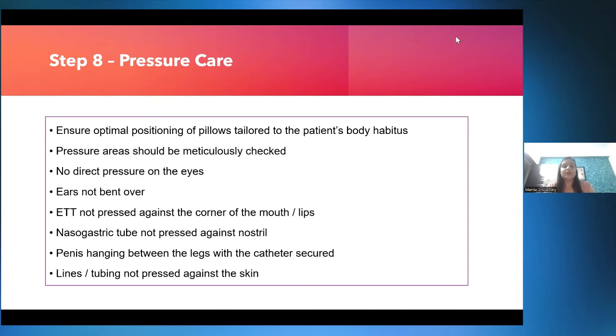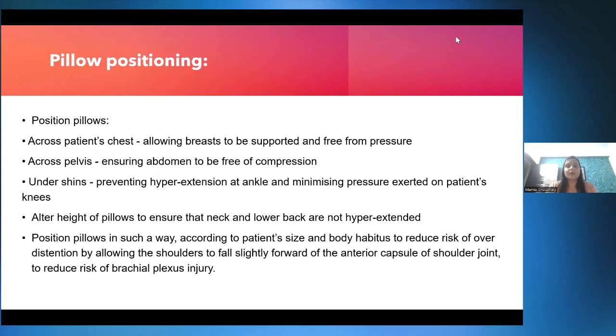Ensure the ears are not bent over. The ETT should not be pressed against the corner of the mouth or lips. The NG tube should not be pressing against the nostril. The penis should be hanging between the legs with the catheter secured, and the lines and tubings, whichever are present, should not be pressing against the skin. For this, the pillow positioning plays a key role.